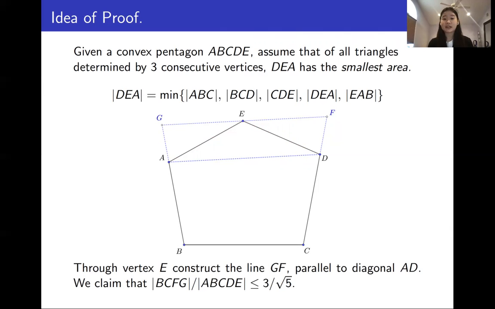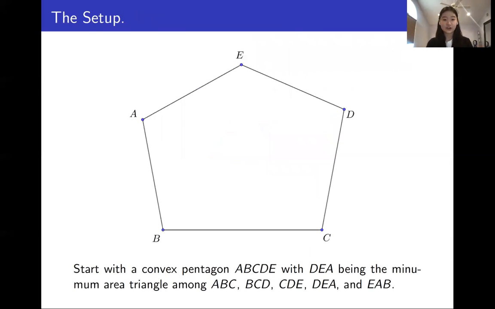After extensive experimentation with GeoGebra, I observed that the ratio between the area of BCFG and that of ABCDE is always smaller than 1.342. It looks plausible that this construction always leads to a quadrilateral whose area is no greater than 3 over square root 5 times the area of the pentagon. But I still need to prove this rigorously.